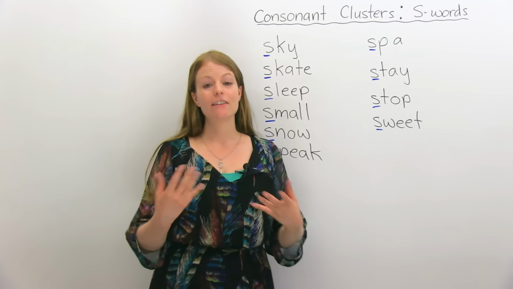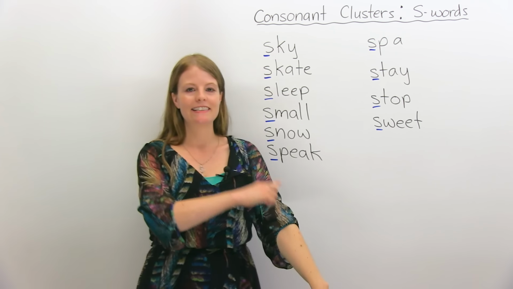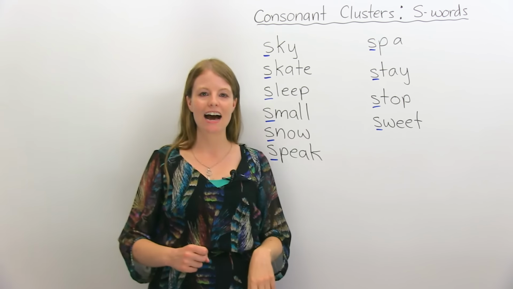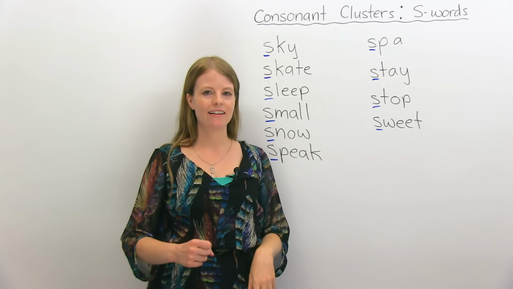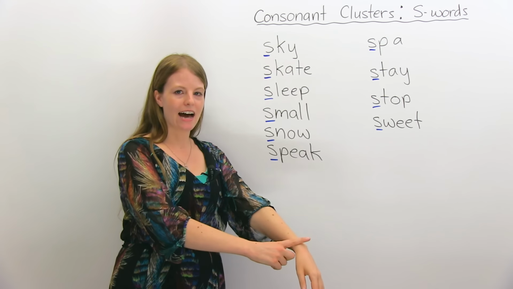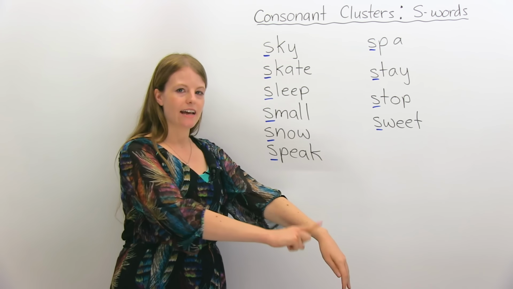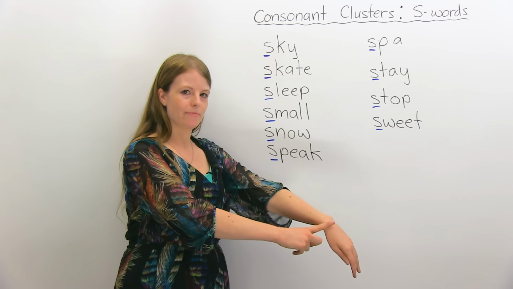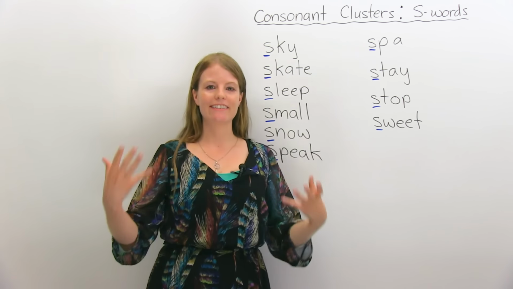Sky. Okay, so remember, the first thing we do is we just make the S sound. Okay, and then we make the second part, which is kai, kai. And now we add it together. Sky, sky. All right, now let's try to say it faster.